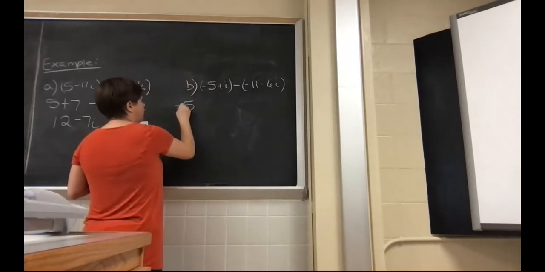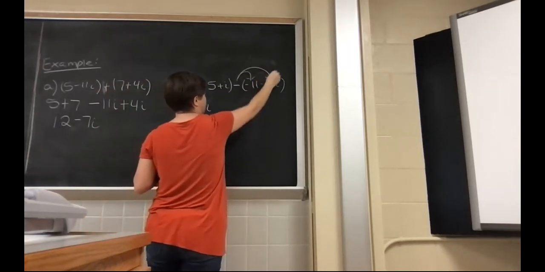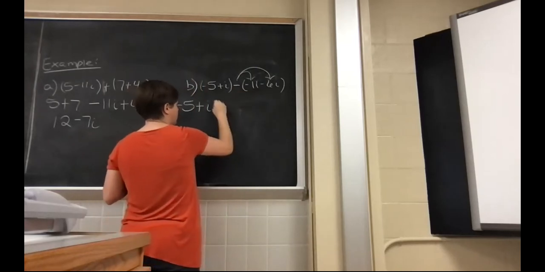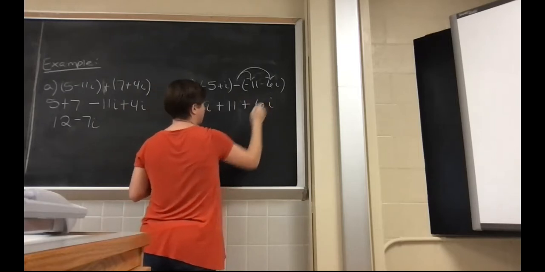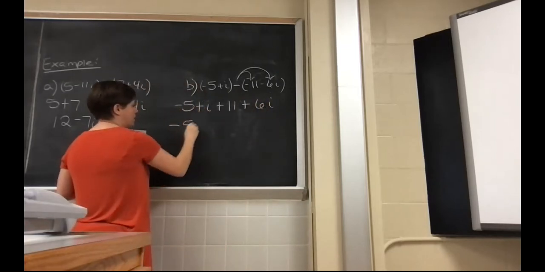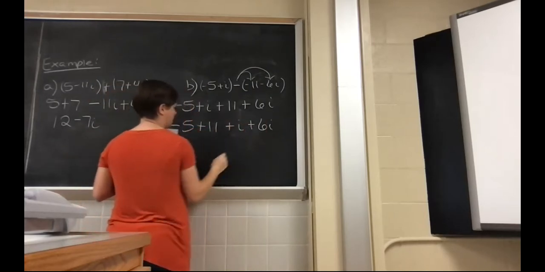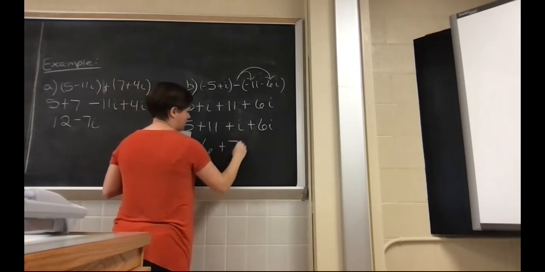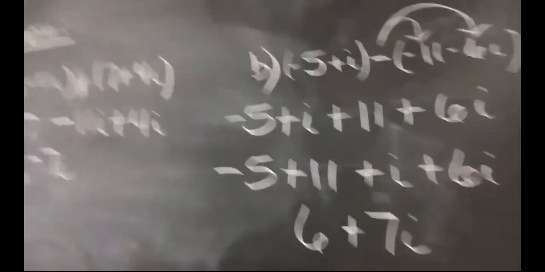So we have negative 5 plus i. Now I'm going to distribute this negative into each thing in my second parenthesis, and that's going to make them both positives. Negative times a negative 11 becomes a positive 11. Negative times a negative 6i becomes a positive 6i. So I now have minus 5 plus 11 plus i plus 6i. Minus 5 plus 11 is 6. i plus 6i is 7i. Bring it a little closer so you can see, just because I know I had to do it from back far away.